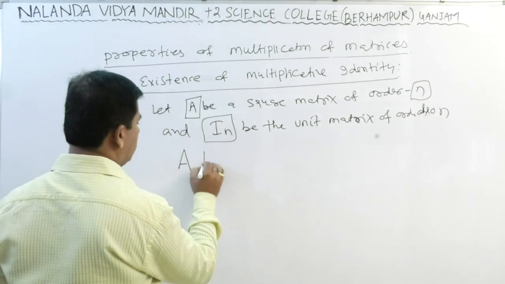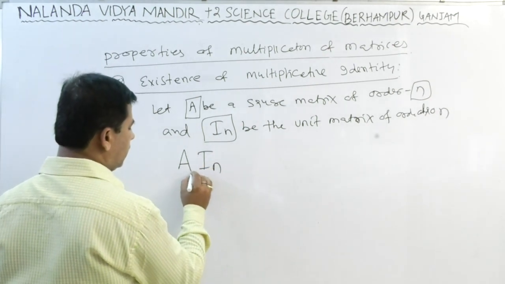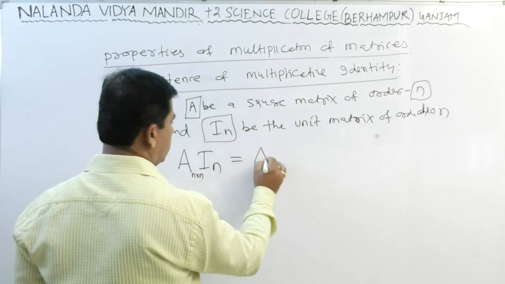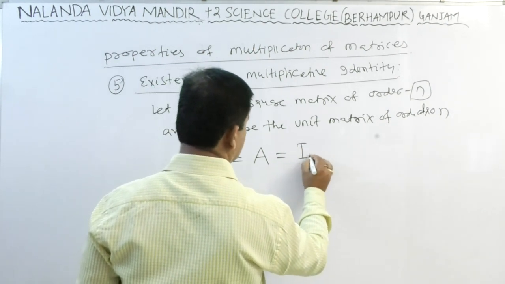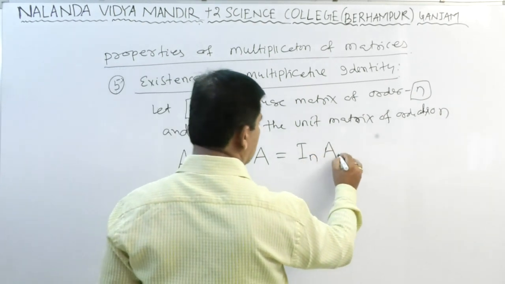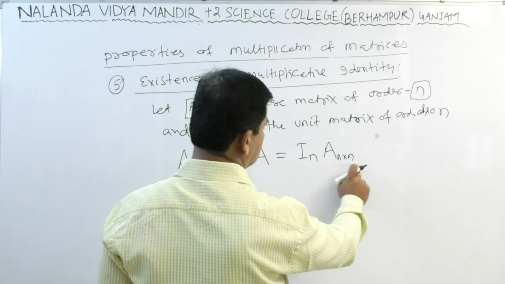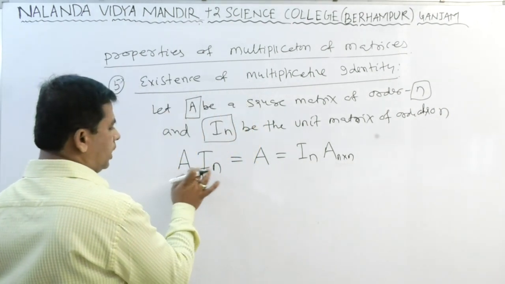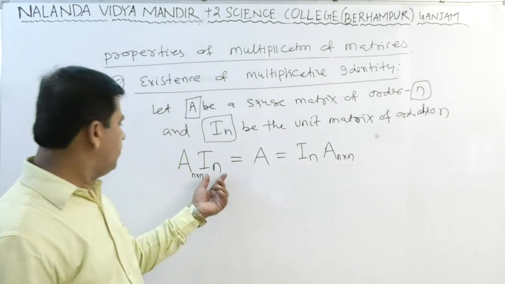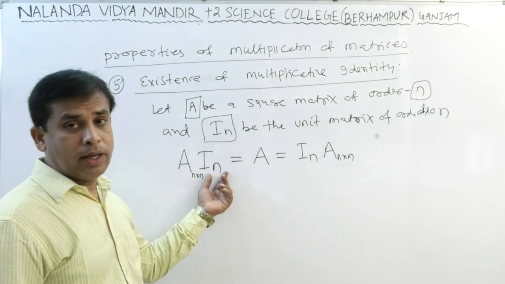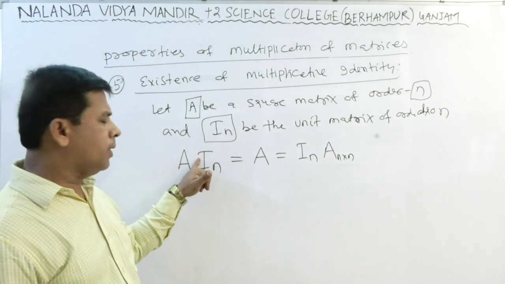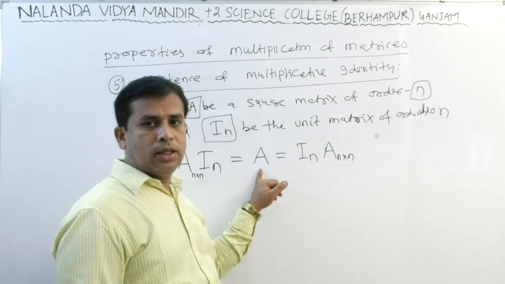If we multiply A with the unit matrix I_n, here A is also a matrix of order n, we get A. Similarly, multiplying the unit matrix I_n of order n with the A matrix, where A is a square matrix of order n, we also get A. That means any square matrix multiplied with the identity matrix of the same order gives that matrix.